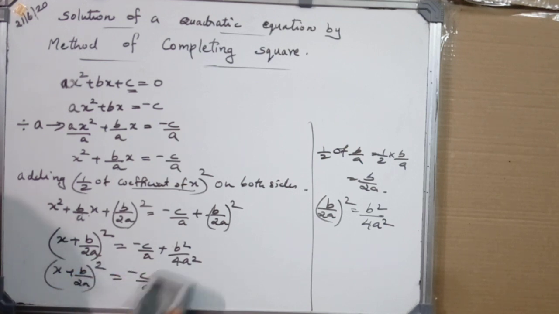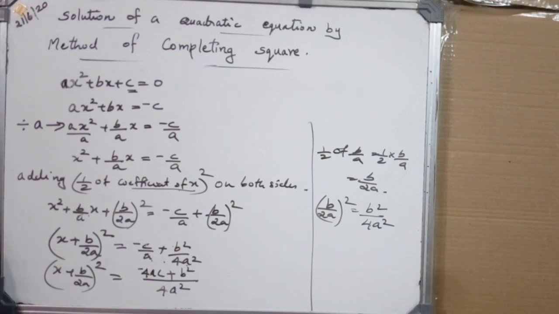How will you simplify this? Take the common denominator as 4a square, the common denominator or LCM, 4a square. To get 4a square from a, we have to multiply with 4a. 4a square by a is 4a. 4a into c gives minus 4ac. Just to get 4a square we have to multiply here with 4a. a into 4a is 4a square. So multiply the numerator also with 4a, so 4a into c, plus here the same b square itself.